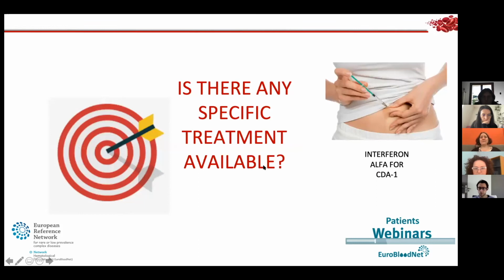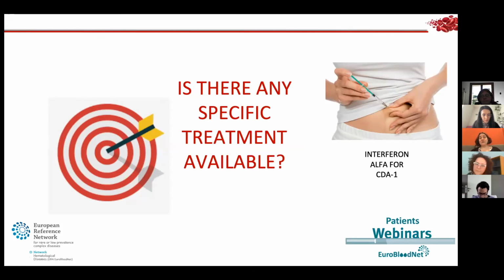But of course, what everybody wants to know is if there's any specific treatments and if there's any cures. And the only specific treatment we have for any subtype of CDA is interferon alpha that's given for CDA I. And this is a drug that goes under the skin, usually once a week, sometimes more, sometimes less, depending on the type of interferon that's used. And it can be extremely helpful.